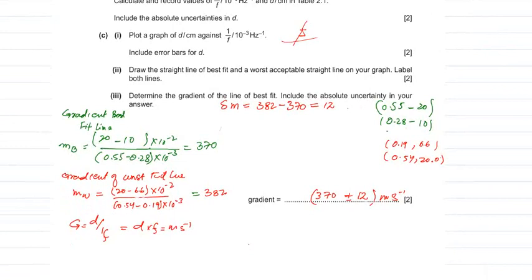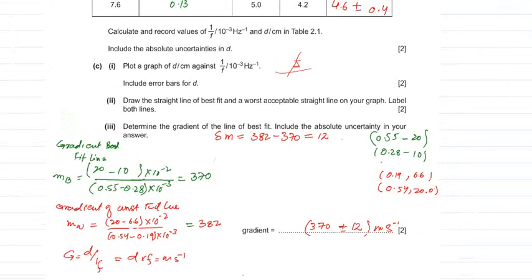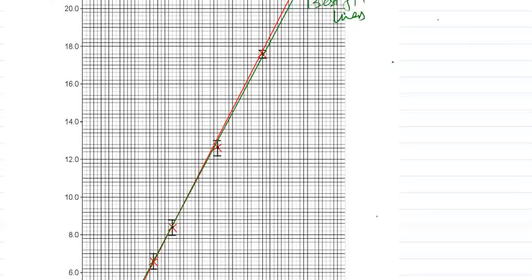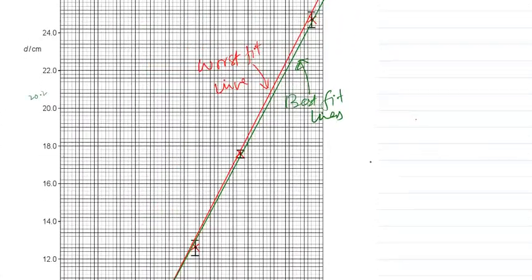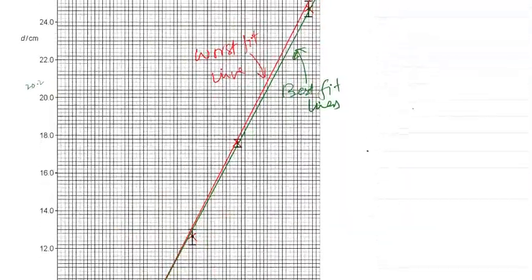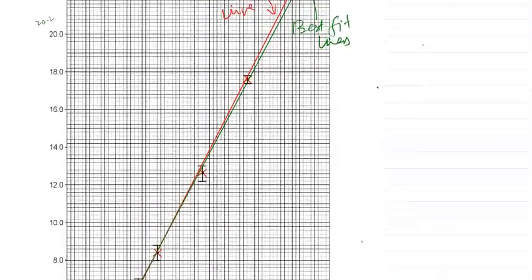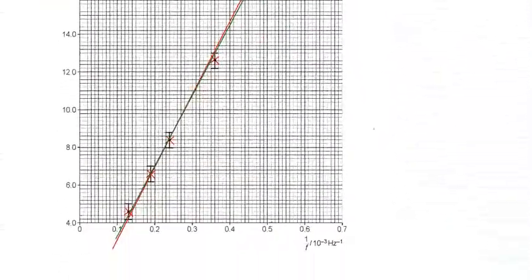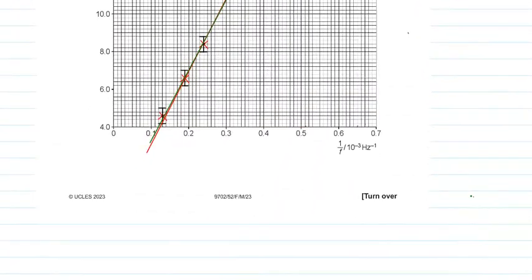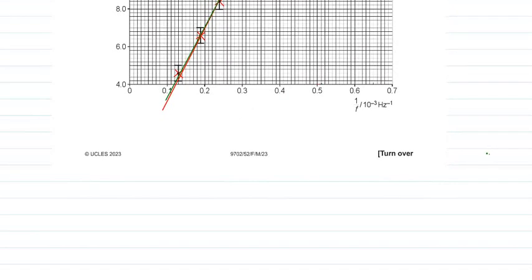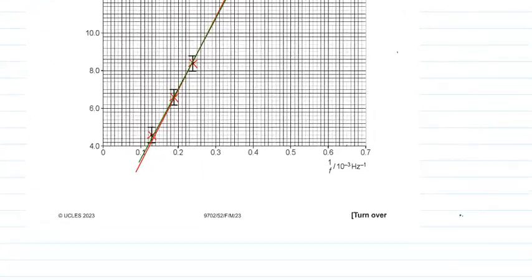So after plotting these values, we will be having these, and we have marked the worst fit lines, acceptable fit lines, and the best fit line. So we will be having this. If you see, it is going in the negative y-axis, for the y-intercept.